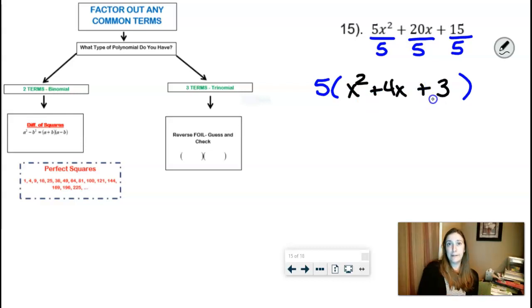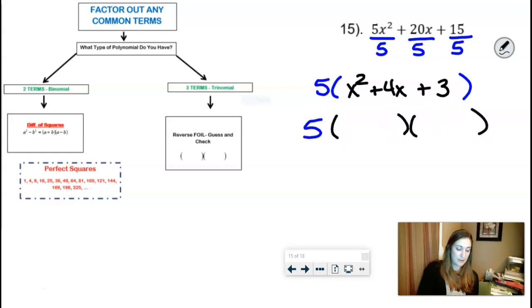Now we're not done. That was just the first layer of factoring. If I move down the flowchart, I have inside the parentheses, and now I have a 3-term trinomial, which I can try to factor again using that reverse foiling process. So keep that 5 in front. And this is going to get tricky because I don't have enough colors here.